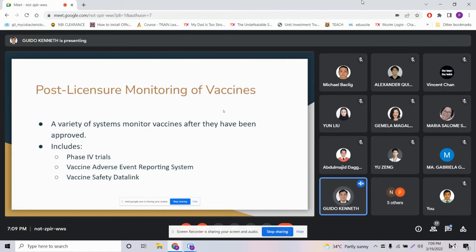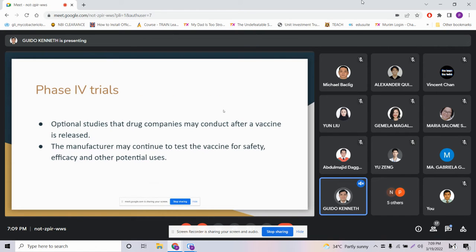After approval, manufacturing and distribution, the approved vaccine will be monitored. This includes phase 4 trials, the Vaccine Adverse Event Reporting System or VAERS, and the Vaccine Safety Data Link or VSD. Vaccine companies may conduct phase 4 trials after a vaccine is released. This is an optional study where the vaccine continues to be tested for safety, efficacy, and other potential uses.